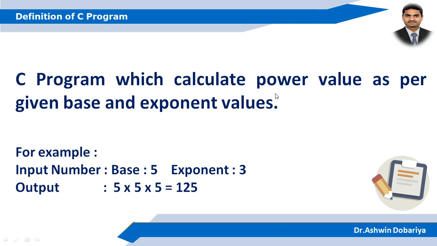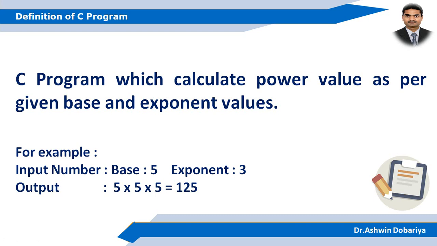If we discuss with an example, suppose the base value is 5 and the exponent value is 3, it means 5 raised to 3. As per mathematics, 5 raised to 3 means 3 times multiplication of the base value. So 5 multiplied by 5 multiplied by 5 is equal to 125. Suppose the base is 2 and the exponent is 5, it means 2 raised to 5, which we will calculate accordingly.